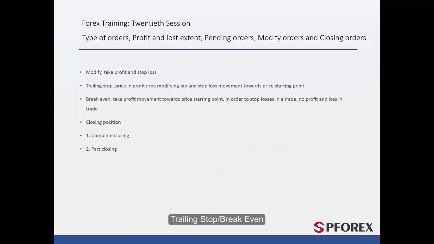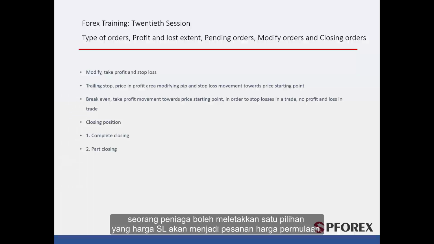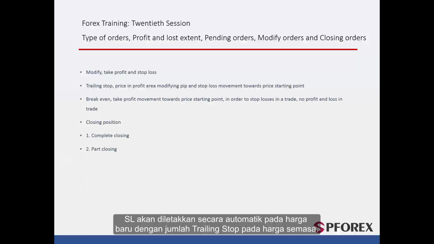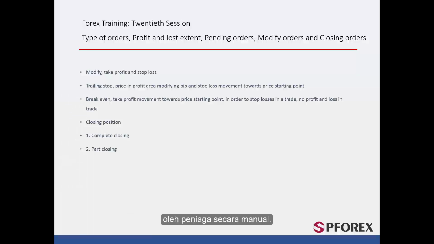Trailing stop, break even. In a trade in which price moves towards the TP point, a trader can place an option so that SL price would become the starting price of the order. This option is called trailing stop. A trader should select a trailing stop amount so that if the price moves towards TP price at a higher rate, SL will be placed automatically on a new price with the trailing stop amount from the current price. Break even is another option in which SL price can be relocated on the order price by a trader manually.